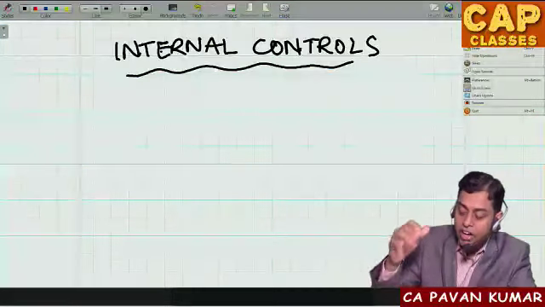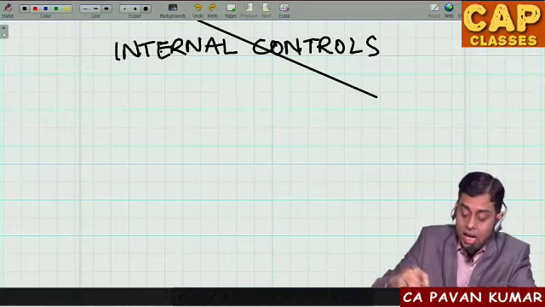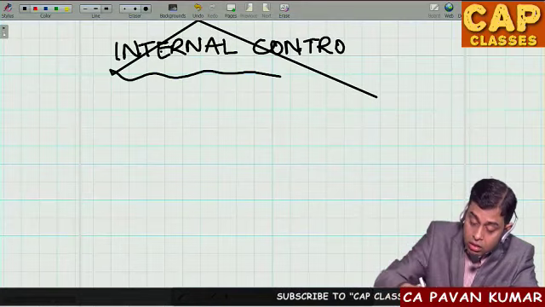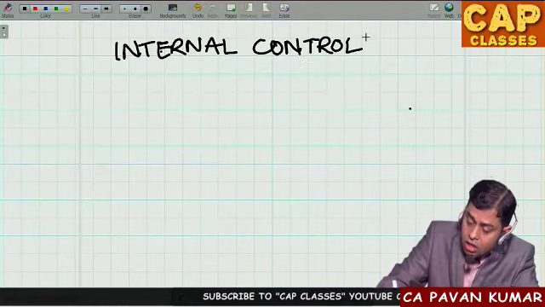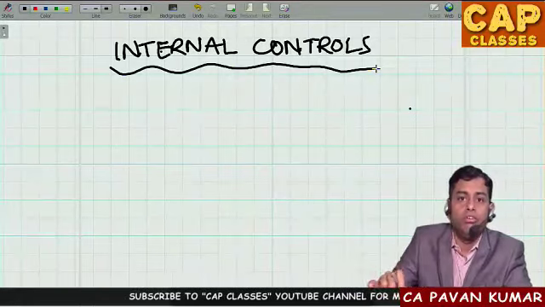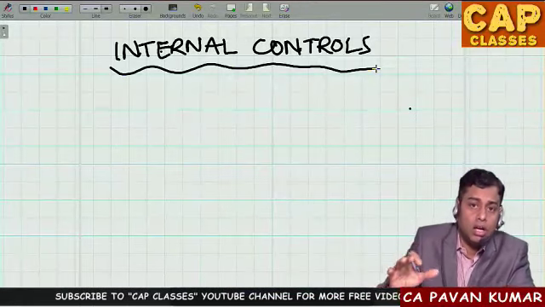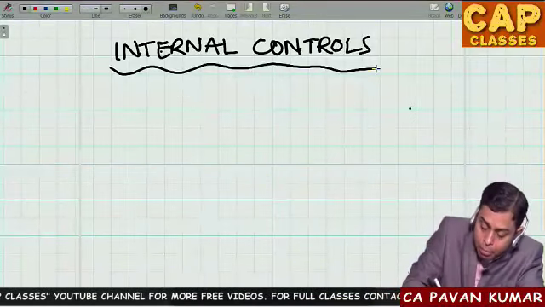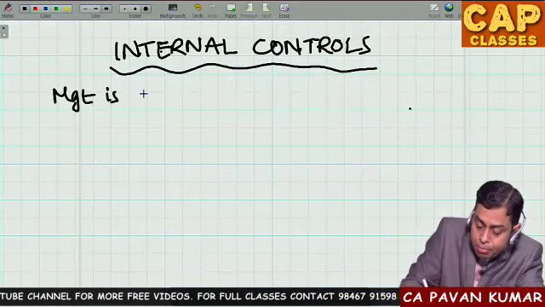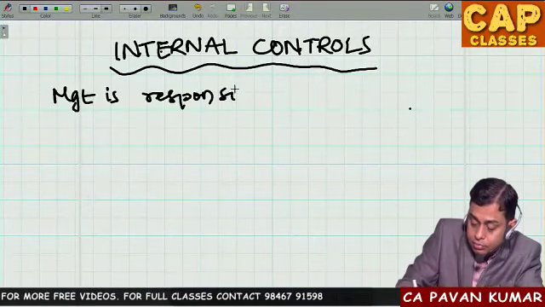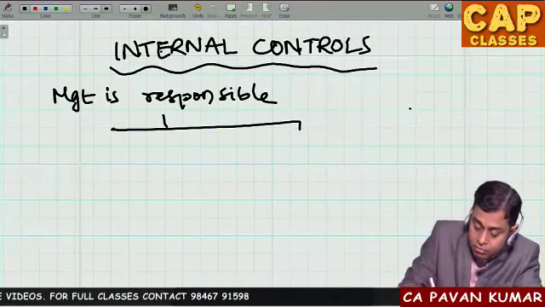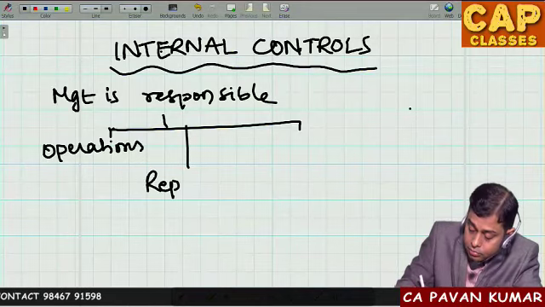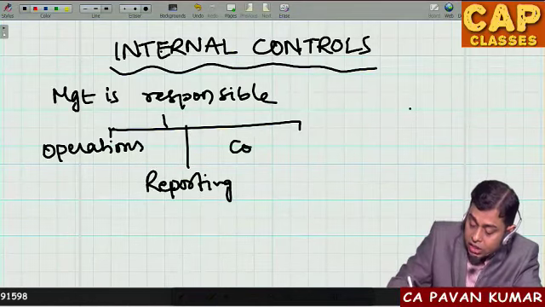In today's video lecture, we are going to discuss internal controls and various types of internal controls. If you remember, in our previous video we discussed internal controls. So basically, what is the concept of internal control? Simple. Management is responsible for various things: for operations, for reporting, and for compliance.